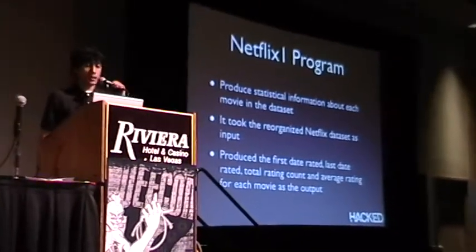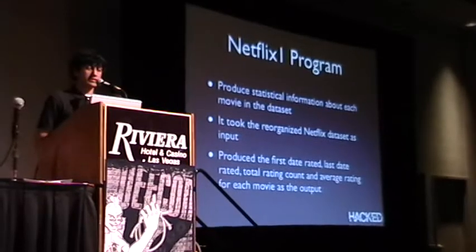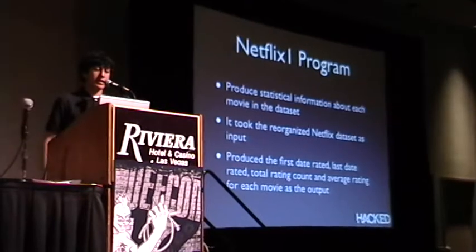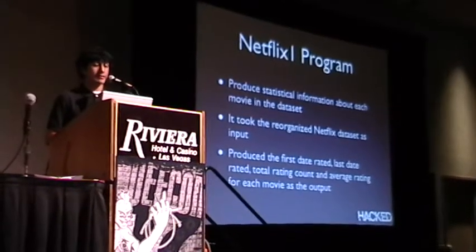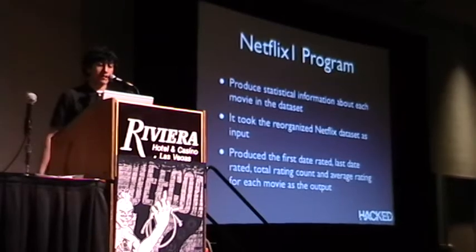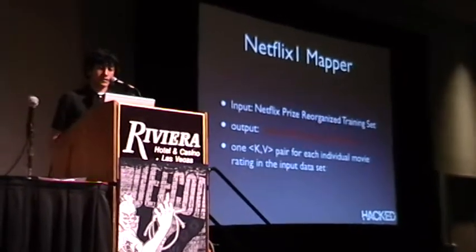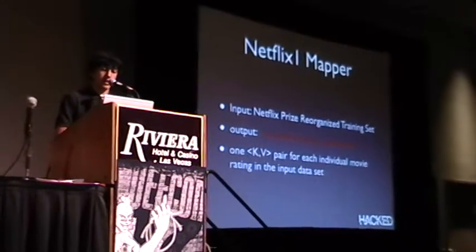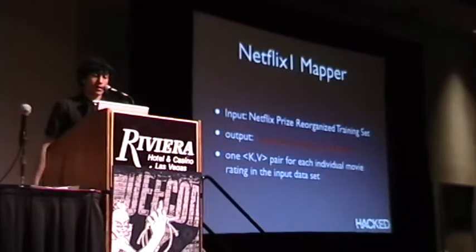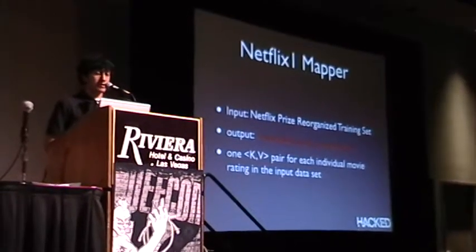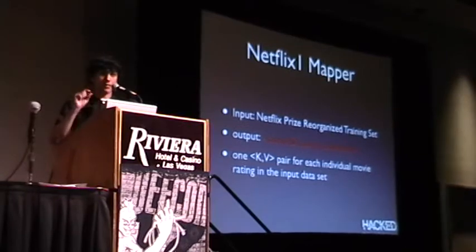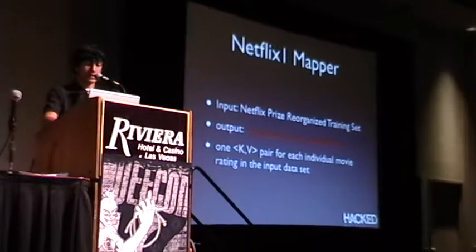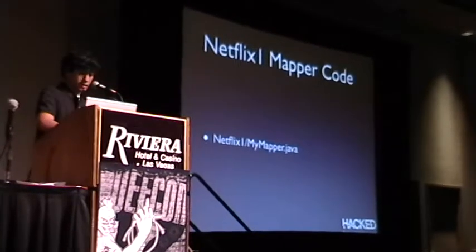So the first program we wrote for Netflix was a program to produce statistical information about each movie in the dataset. I took every movie from the reorganized dataset and we produced the first date rated, last date rated, the total rating count, and the average rating for each movie. So as you can see, we took the reorganized training set and we outputted movie ID as a key, rating and date rated from the mapper. Produces 1 key value pair for each individual movie rating. So for each customer rating that they rated a movie, it produces 1 key value pair under a movie ID key. And we're going to pull up some code right now.